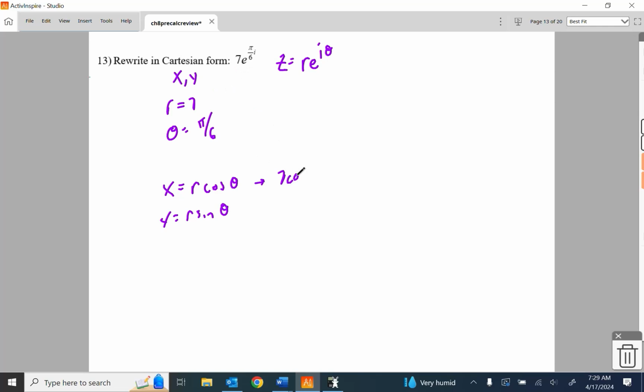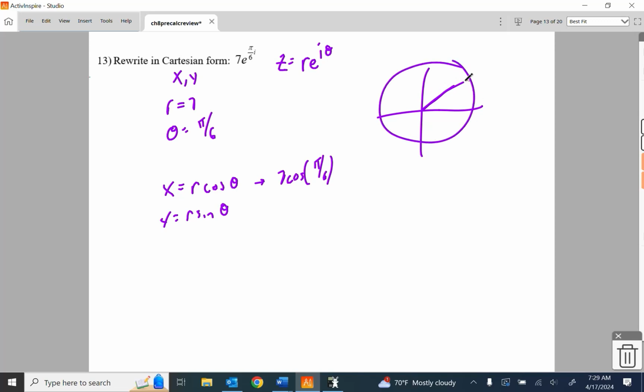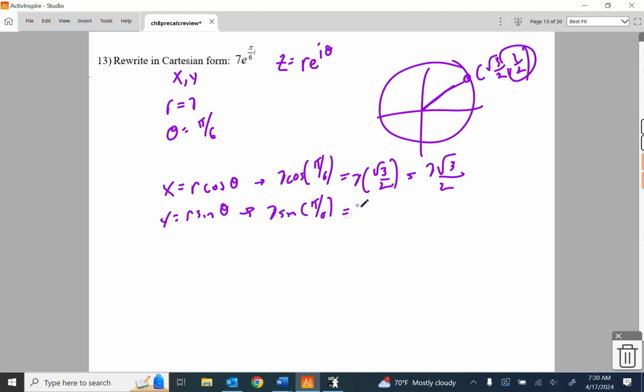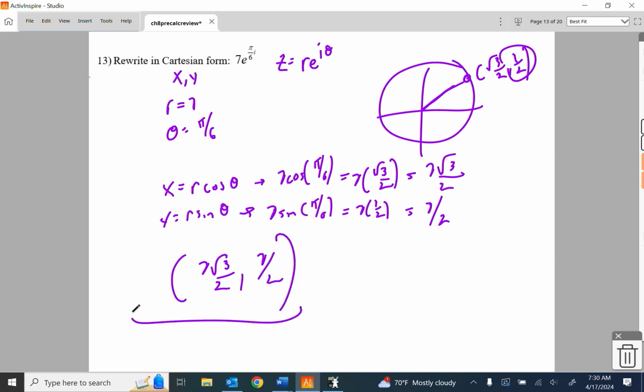We have a 7, we have the cosine of pi over 6. So if I'm thinking about pi over 6, I'm pretty sure if I think about my old unit circle here, I feel like I'm at root 3 over 2. I hope you agree with me. So this is going to be 7 times root 3 over 2, which is 7 root 3 over 2. For y, same deal, but it's about sine. And again, unit circle, looks like I'm a half. So 7 over 2. My ordered pair in Cartesian coordinates: 7 root 3 over 2, comma 7 over 2. Easy peasy.